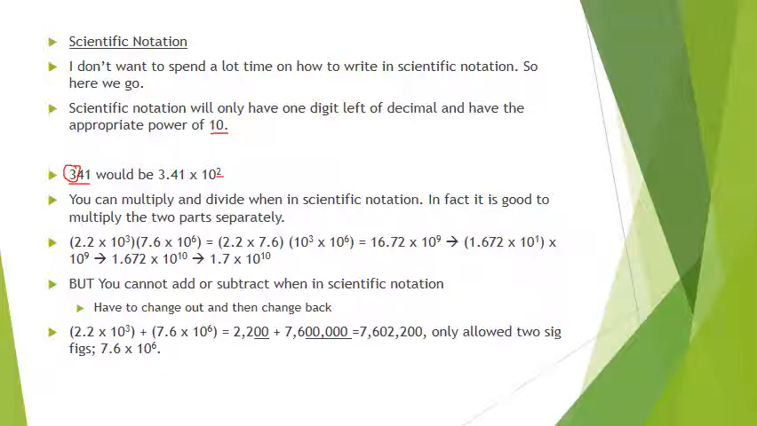If you have trouble with scientific notation, there's plenty of YouTube videos to show you how to do it. And I'm going to be giving you worksheets that have to do with scientific notation and sig figs after this video. As far as doing math with scientific notation, you have to be careful.